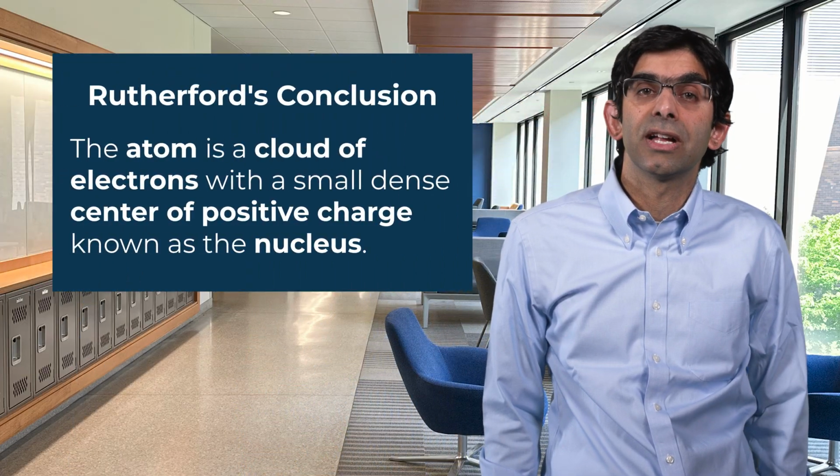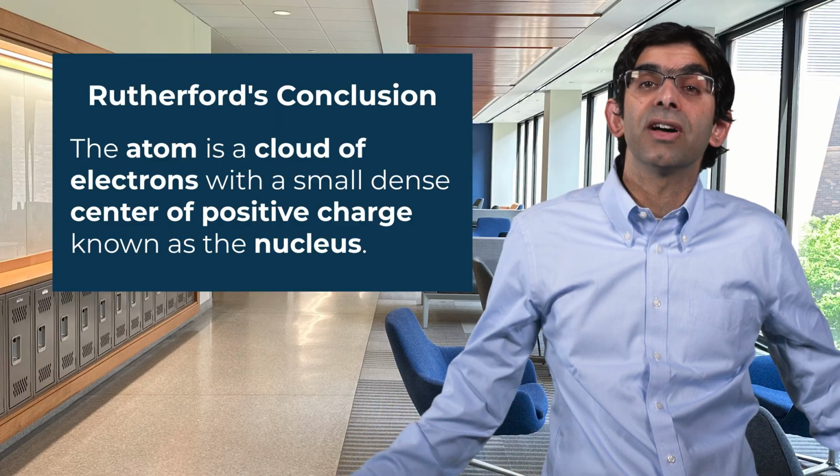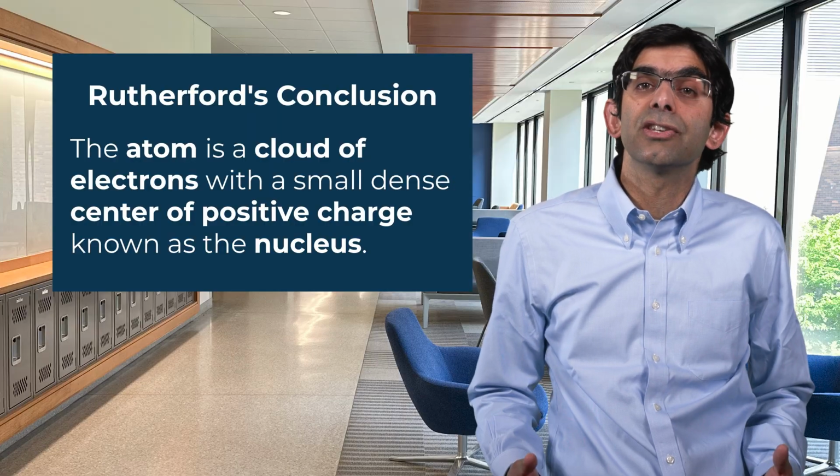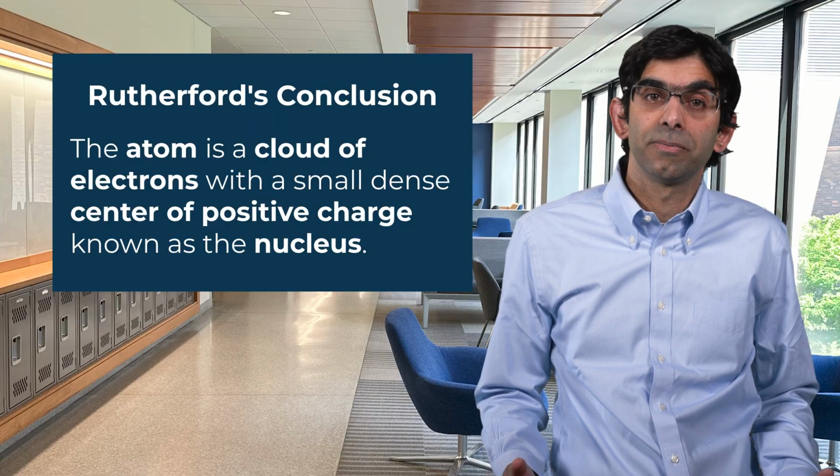Rutherford concluded that the atom could not be a cloud of positive charge with embedded electrons, but rather it was likely the opposite, a cloud of electrons with a small dense center of positive charge known as the nucleus. Since most of the volume of the atom is taken up by electrons around the nucleus, it makes sense that most positive alpha particles would pass through the foil easily, while a few would be deflected if they were heading directly towards an atom's positive nucleus. In the next video, we will show how Rutherford's work contributes to the current understandings of atomic structure.